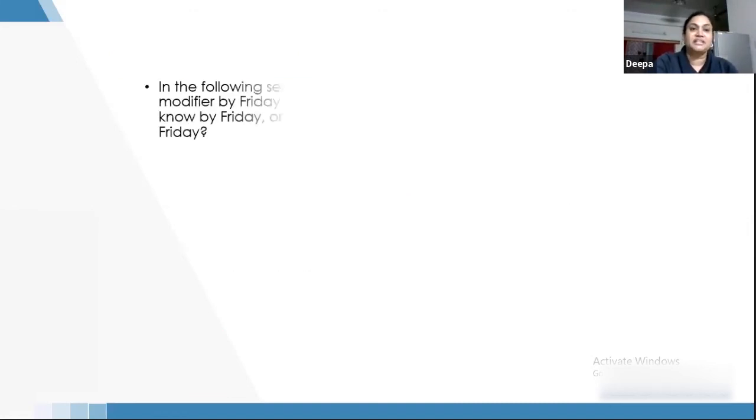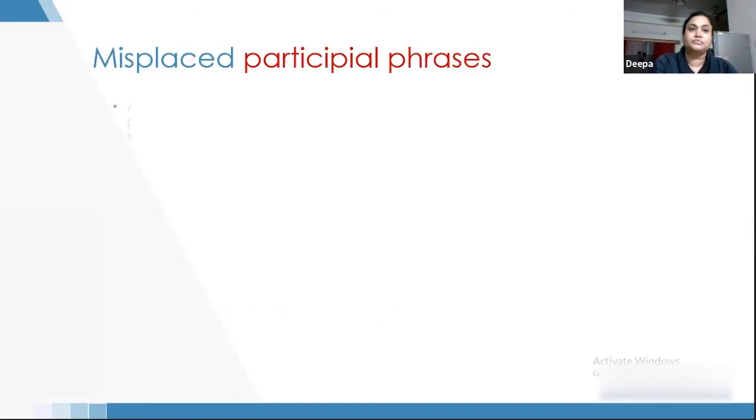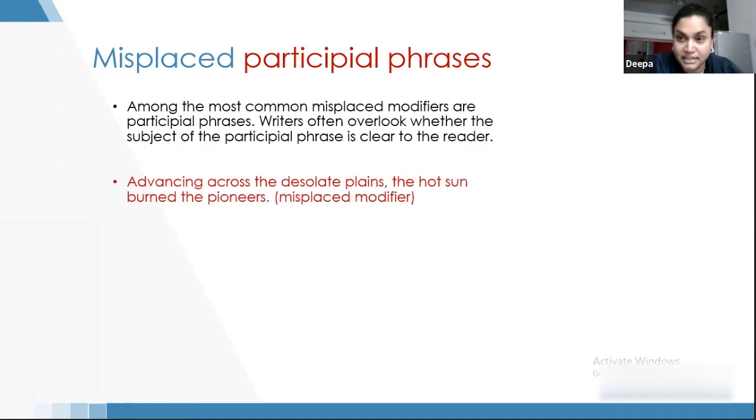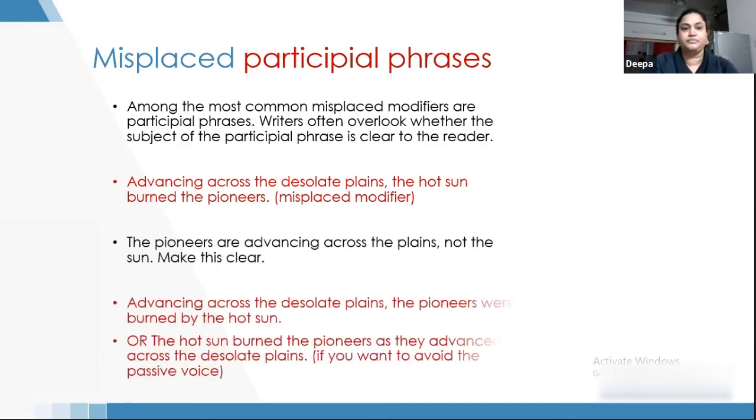The next one is basically the misplaced participle phrases. In misplaced participle phrases, we will understand that the ing form is basically in the participle phrase there. Immediately after that part of the phrase is over, we have to start with the noun and not with anything else, not even a conjunction. Advancing across the desolate plains, the pioneers were burned by the hot sun is the right usage, right?